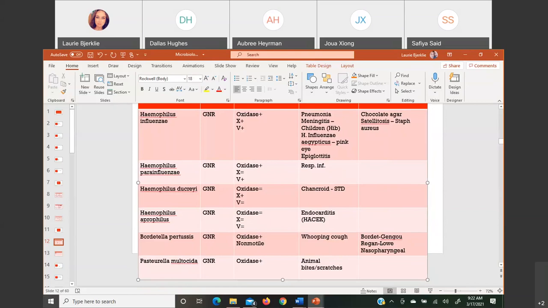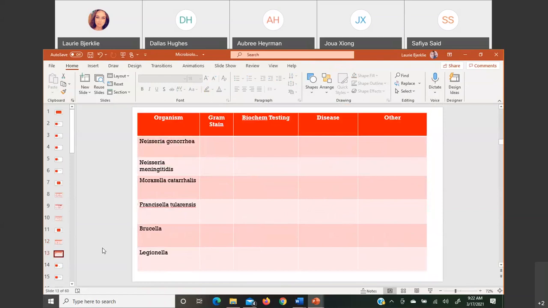There is, of course, a lot of other testing results that go along with these, but you can't remember everything. But if you ever get those flash cards, they will have some other test results on there with them. So that's helpful. Okay, let's keep going on our fastidious organisms. We're going to do some Neisserias here.